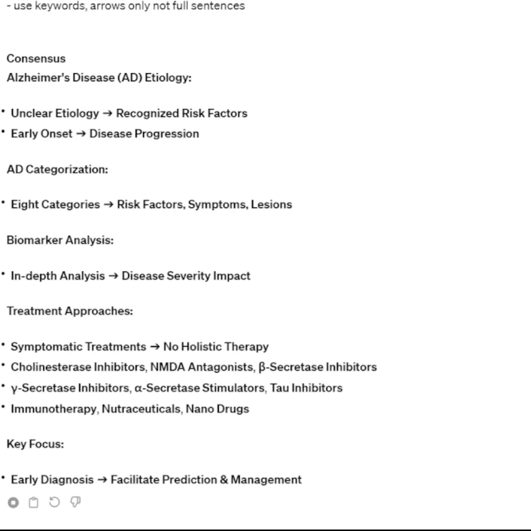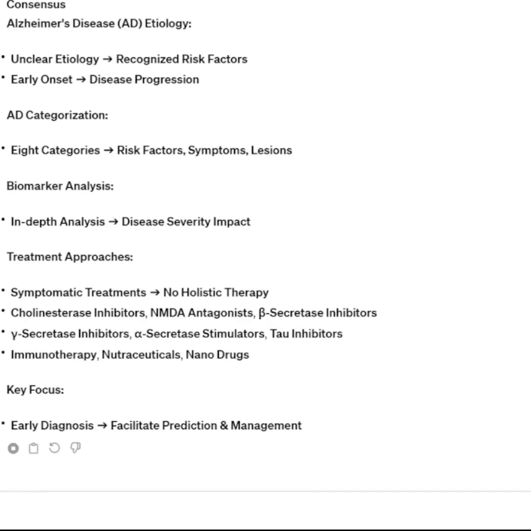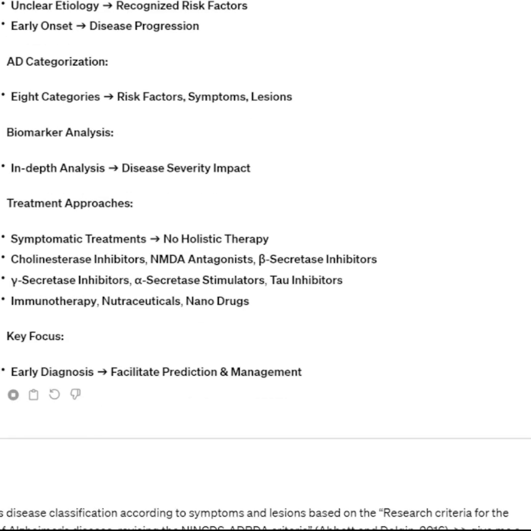Alzheimer's disease etiology: unclear etiology, recognized risk factors, early onset, disease progression, AD categorization, 8 categories, risk factors, symptoms, lesions, biomarker analysis, in-depth analysis, disease severity impact. Symptomatic treatments, no holistic therapy: cholinesterase inhibitors, NMDA antagonists, beta secretase inhibitors, gamma secretase inhibitors, alpha secretase stimulators, tau inhibitors, immunotherapy, nutraceuticals, nanodrugs. Key focus: early diagnosis, facilitate prediction and management.